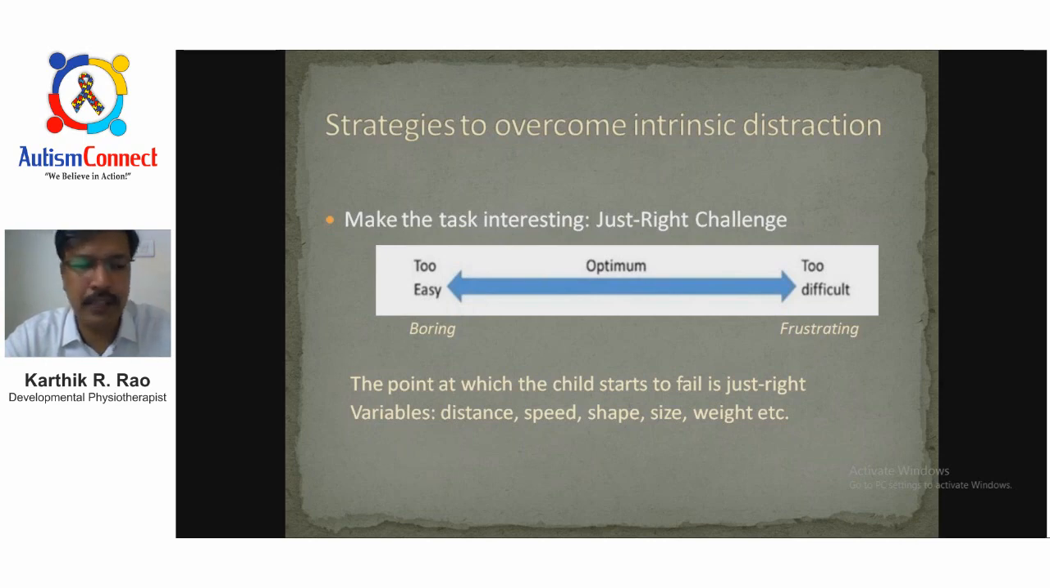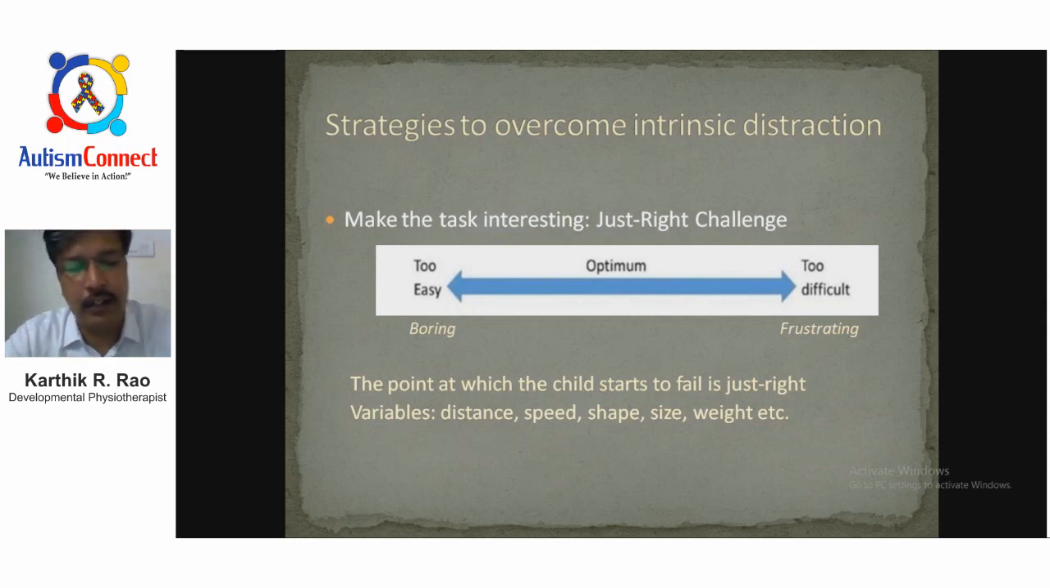If the distance between the child and the target is, let's say, 2 feet, that could be too easy for the child. The child is successful. If the child is successful for any task 100% of the time, that means he tries 10 times, he's successful all 10 times, then it is boring. There is nothing the child learns out of it.